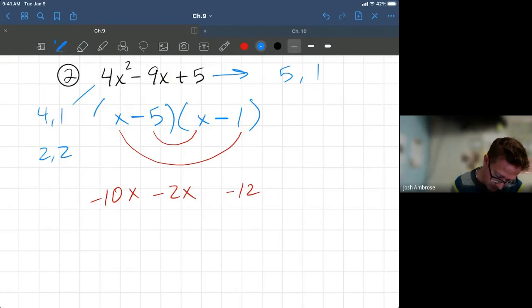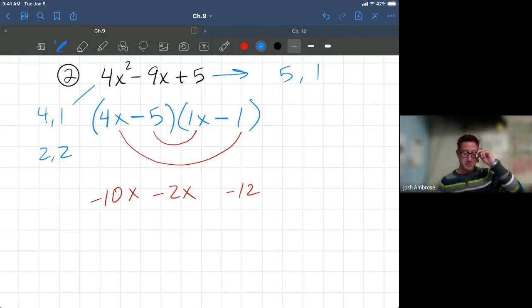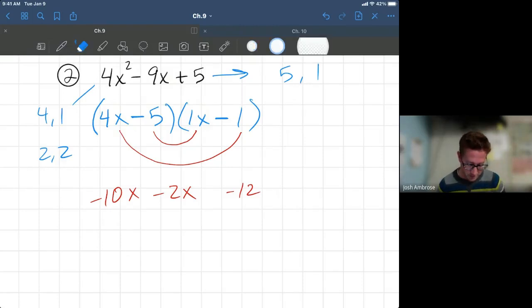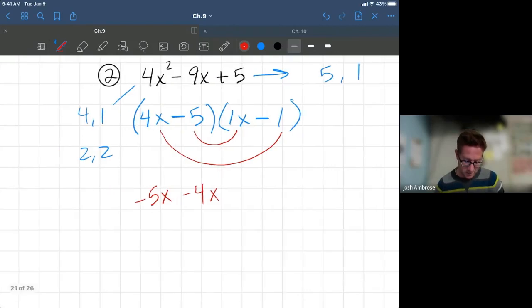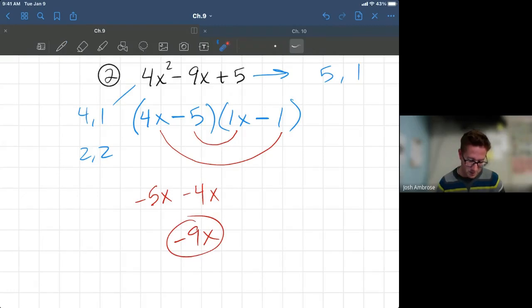Meaning we are now going to test out the 4 and the 1. Let's see if those are the possible correct options that we found. Okay, a negative 5 and a positive 1 make a negative 5x. A positive 4 and a negative 1 make a negative 4x. Negative 5 and negative 4 make a negative 9x. That is what we're looking for, negative 9x and negative 9x.